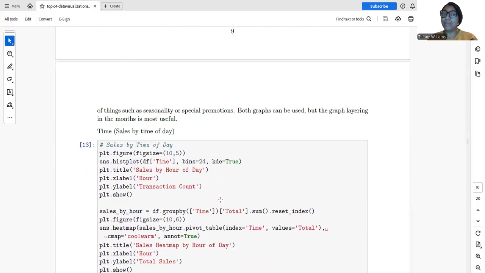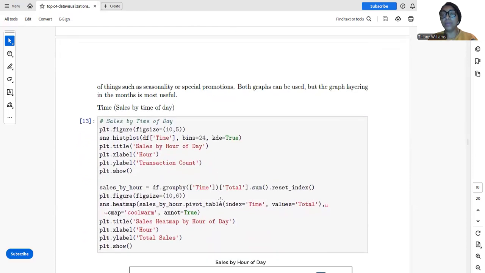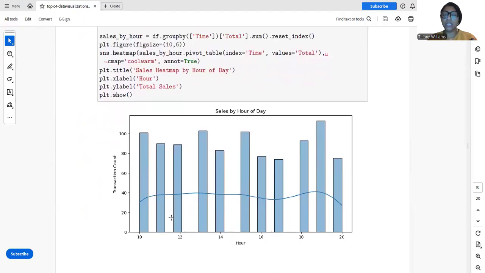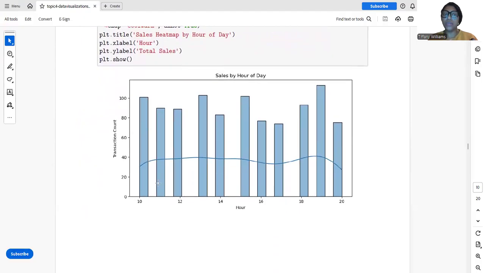Next, we'll look at time of sales, sales by time of day. So here, this is in military time, and you'll see the number of transactions per hour. It's very clear, very easy to see what peak hours are, where lower time periods are.